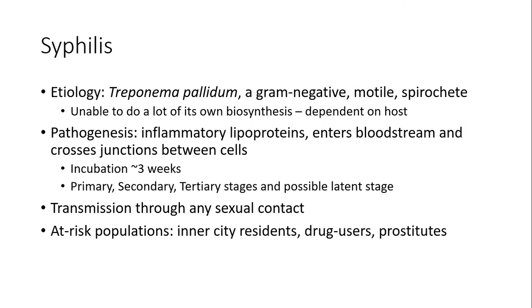Pathogenesis-wise, the disease itself is going to be mainly caused, or triggered, by inflammatory lipoproteins that the organism produces, which then, as the name suggests, trigger inflammation from the immune system. From there, once we've made the bloodstream good and leaky, we draw on those inflammatory mediators to increase the permeability of the blood vessels. The organism is then going to jump into the blood, as well as cross junctions between cells.